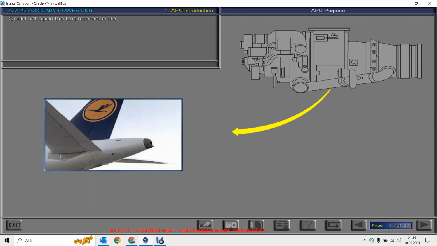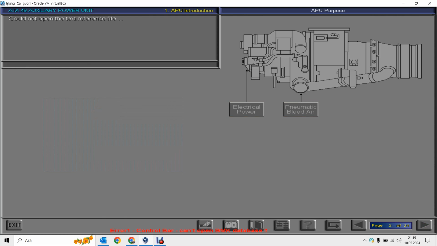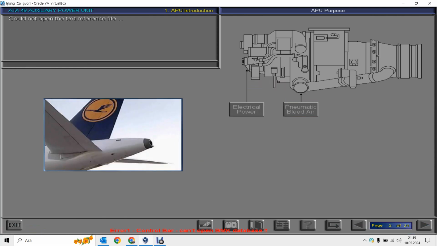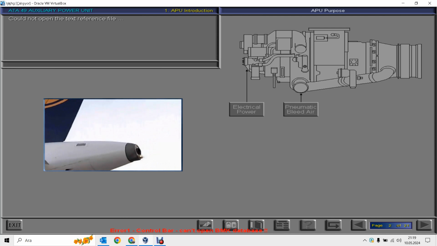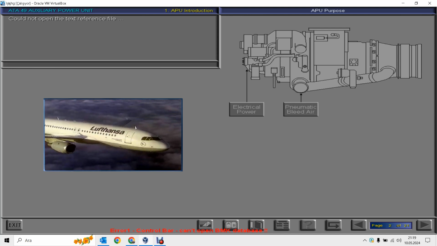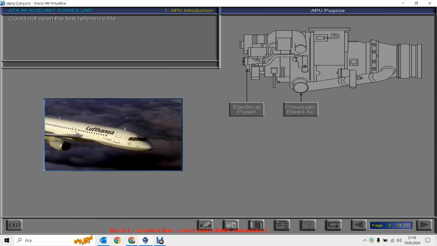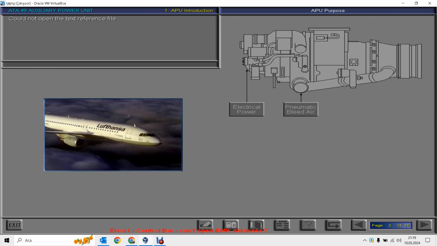The auxiliary power unit is a small gas turbine engine on the aircraft which supplies pneumatic bleed air and electrical power for the different aircraft systems. This gas turbine engine is often called the APU. It is mainly used on the ground when the aircraft engines are not running. On modern twin-engine aircraft, the APU must also provide bleed air and electrical power in flight.